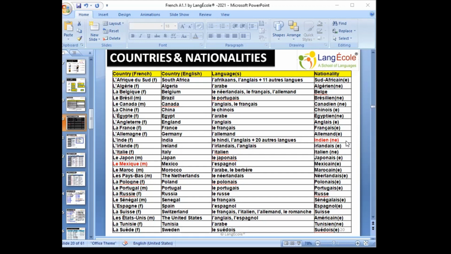Japonais, Japonaise. Mexicain, Mexicaine. Marocain, Marocaine. Néerlandais, Néerlandaise. Polonais, Polonaise. Portugais, Portugaise. Russe, Sénégalais, Sénégalaise. Espagnol, Espagnole, means as it is. Suisse, Américain, Américaine. Tunisien, Tunisienne. Suédois, Suédoise. Okay? Now you guys practice.